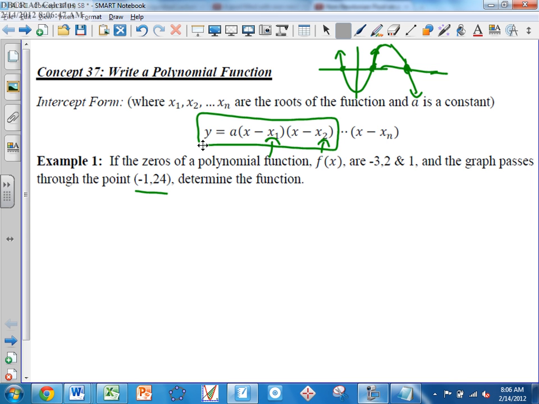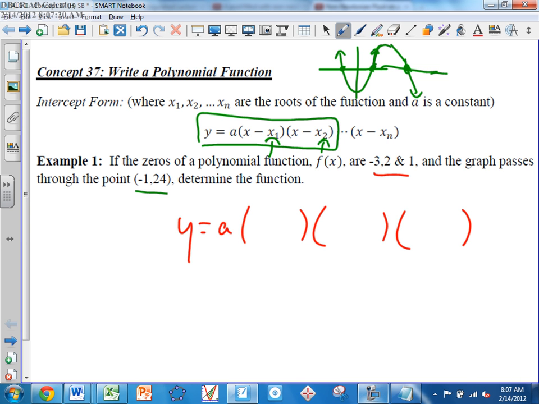So looking at this problem, it says, if the zeros of a polynomial function f of x are -3, 2, and 1, and the graph passes through the point -1, 24, determine the function, please. So how many roots do I have? 3. So how many factors will I have? 3. So please start right away. Y equals a, and then put your 3 factors. Again, the whole goal is that we are going to determine a. We're going to use that point afterward to determine a, but for now, let's just put the factors in.